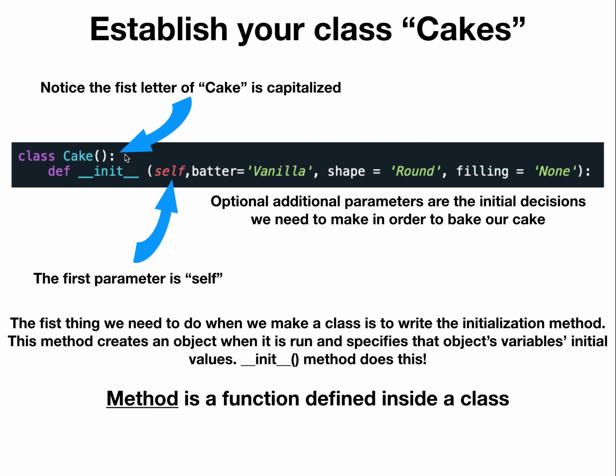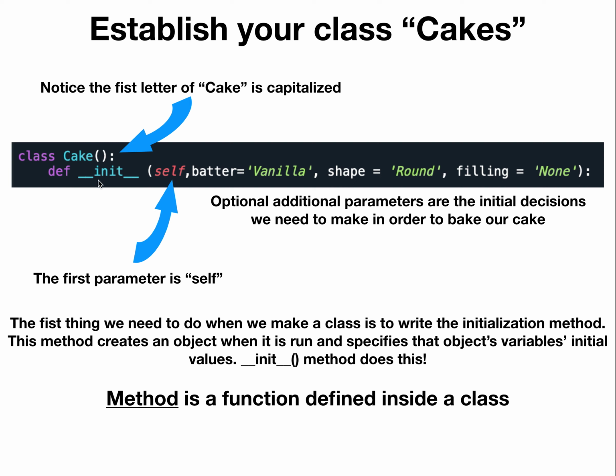The first thing we're going to do is to establish that class Cakes. Notice that the first letter of cake is capitalized. So to define a class, we use the syntax shown here. We have class, all lowercase, and then the name of the class we are creating. In terms of syntax, good Python programming dictates that the first letter will be capitalized. So capital C, A-K-E, open close paren, and a colon.